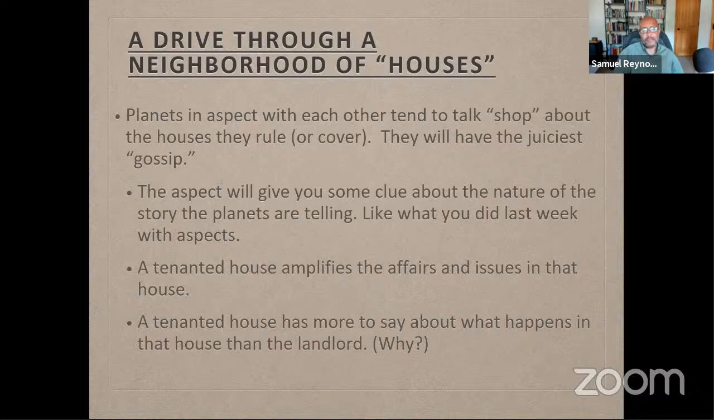The other layer to take into stock is that a tenanted house, meaning a house that has a planetary tenant in it, will amplify the affairs and issues in that house. So if you don't have something in the seventh house, but you've got a lot in the first, those gaggle of planets in the first are going to have a lot to say. And a tenanted house may have more to say related to your chart than the ruler.